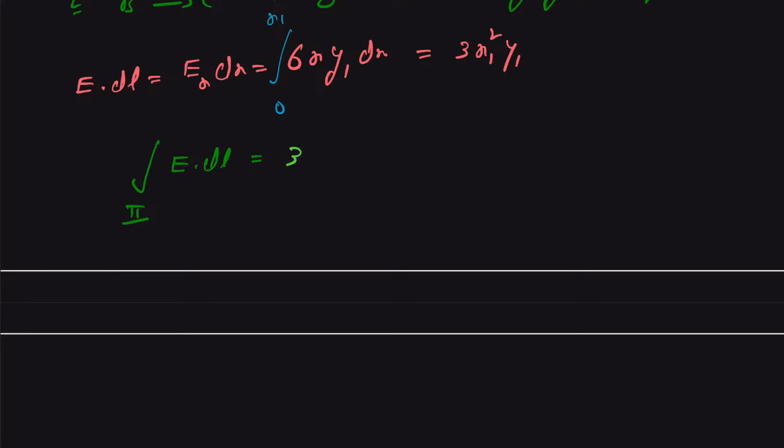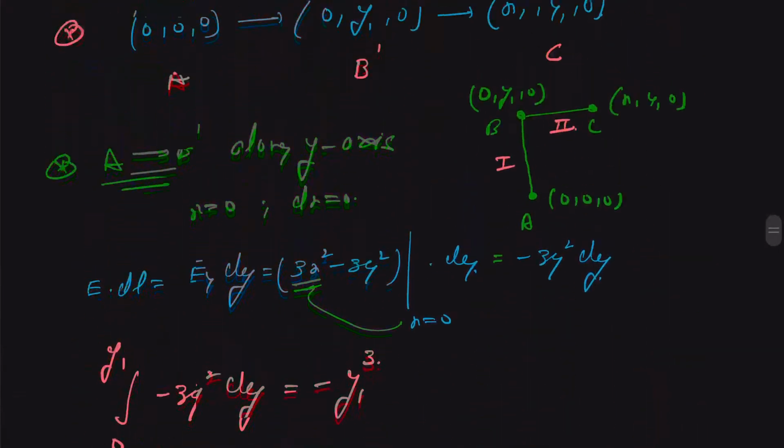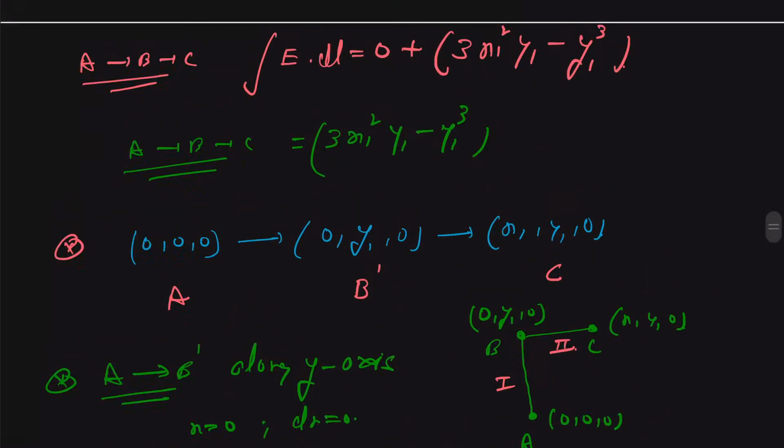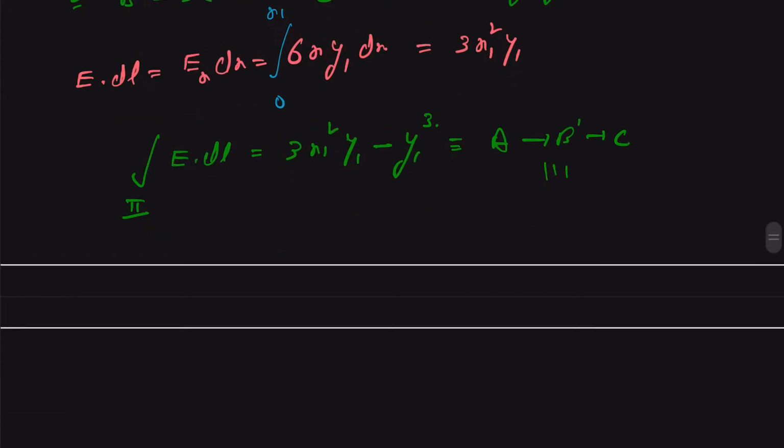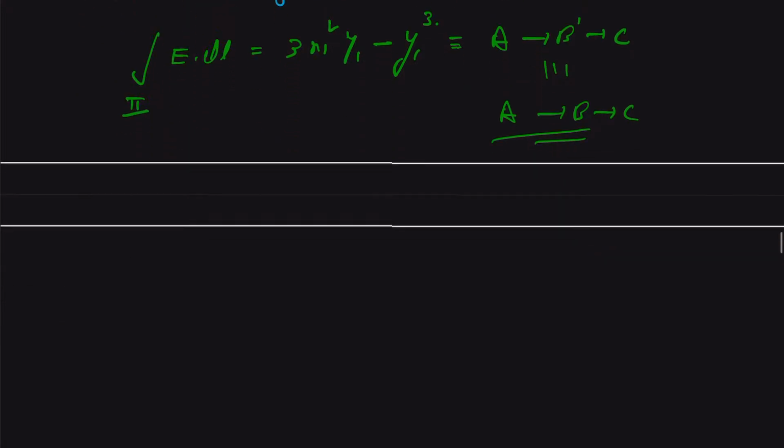So it means for our second case, the line integral is also equal to 3x1 square y1 minus y1 cube. And this is the same as this path. So this was our A to B prime to C, and this is nothing but our A to B to C, which tells about our path independence. This is the indirect way it has asked for.